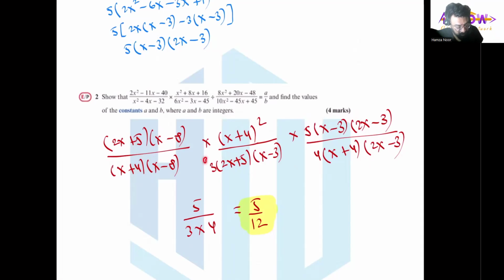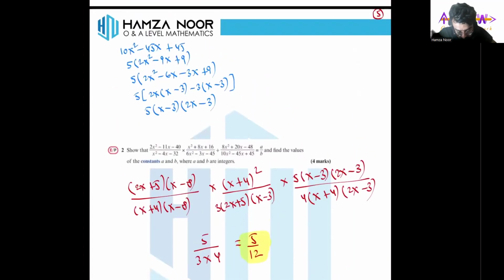5 divided by 3 times 4. So 5 over 12 is supposed to be your answer. As simple as that. We have found our answer in the form of a over b, where a and b are integers. Okay, so in this way you are going to attempt this question.